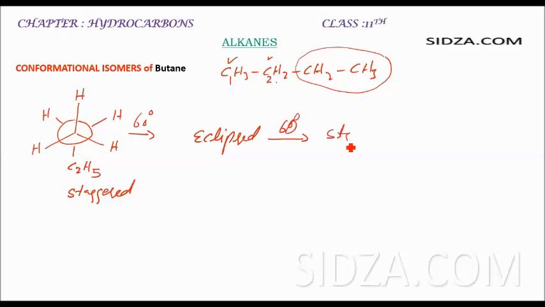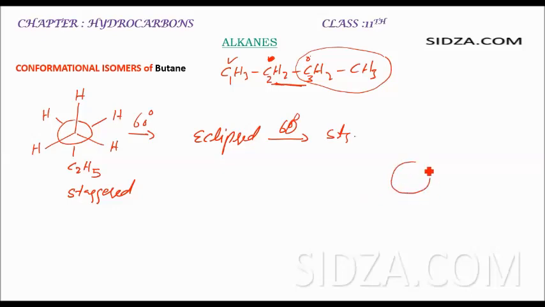Staggered one again. So these are the two conformational isomers around the C1 and C2. But what about the C2 and C3 here? Between this carbon and this carbon, between the C2 carbon and the C3 carbon here. Around this one you get different kinds of, more than two conformational isomers are possible, right?